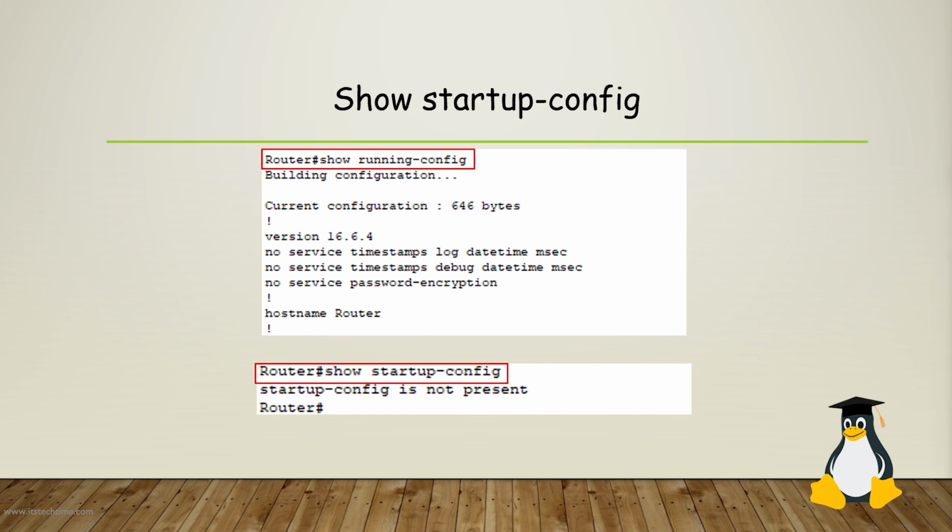But as you can see from the screenshot, right now we're getting a message saying the startup config is not present. This means that we haven't saved anything that we've been working on yet. So if we were to restart this router right now, it would lose the password we just set, and it would start back up with all the defaults.